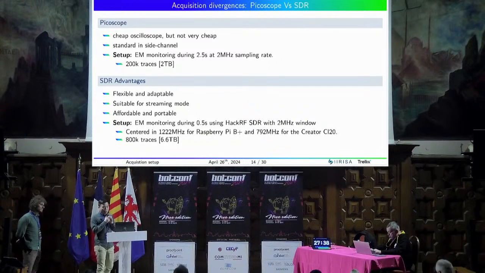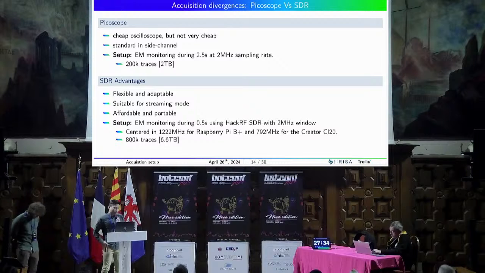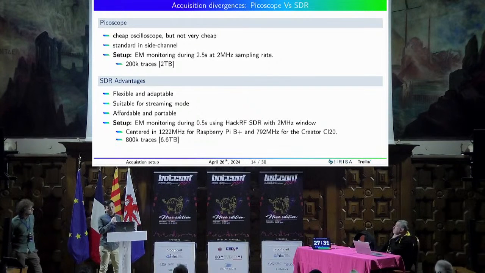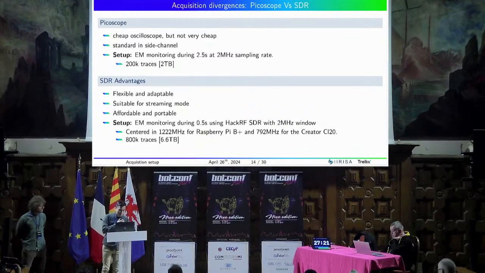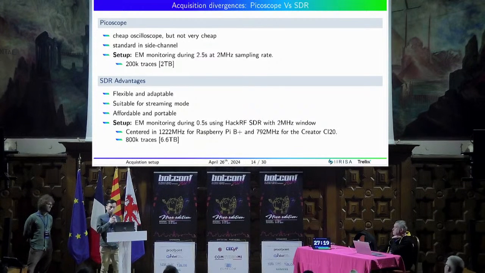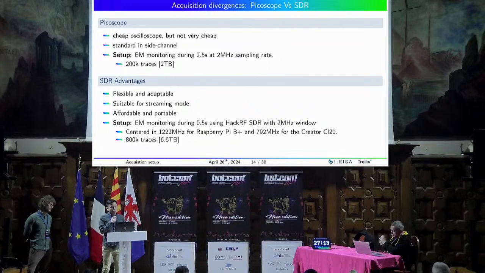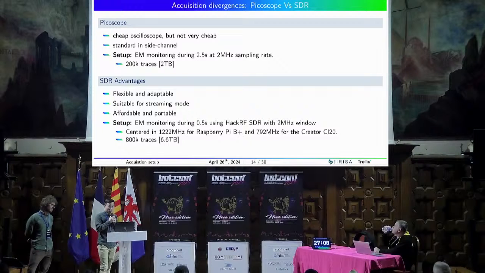Now coming to how we record the electromagnetic emissions. For the first project, we were using an oscilloscope, the PicoScope one. It's kind of cheap, but not very cheap, because it costs 10 grand for the oscilloscope. In academia it's affordable, but it's not very cheap.